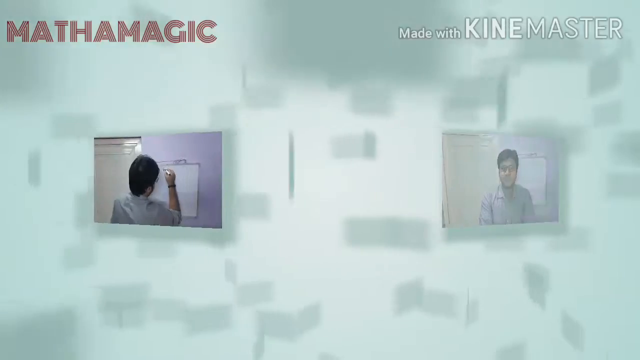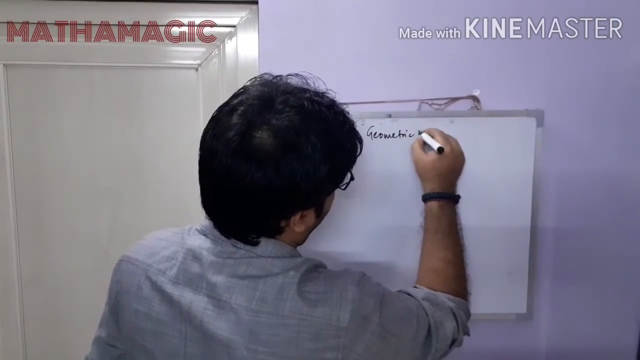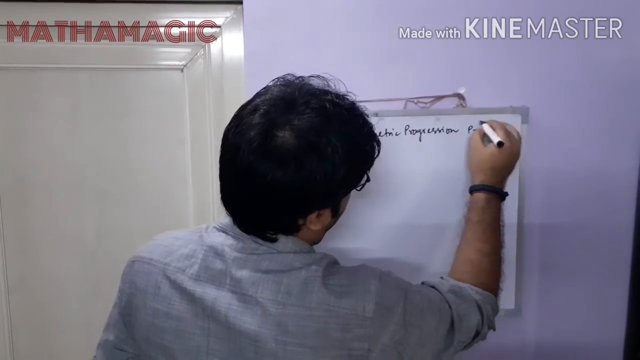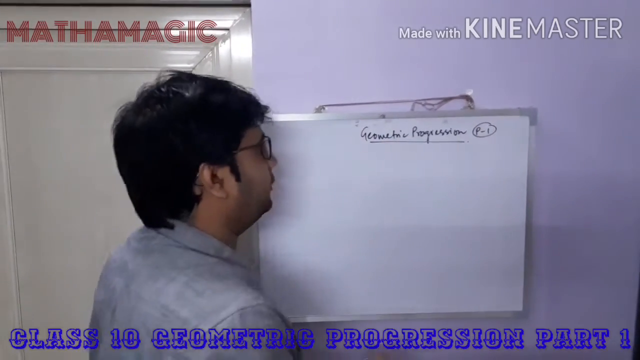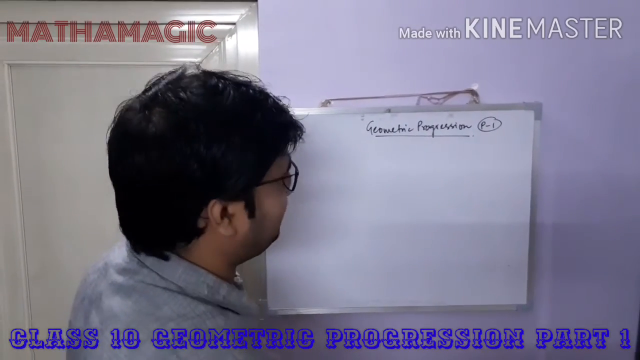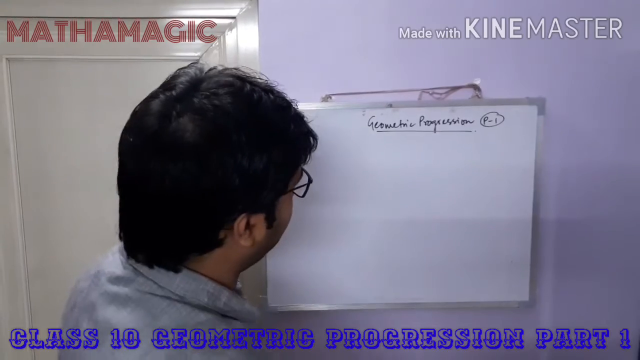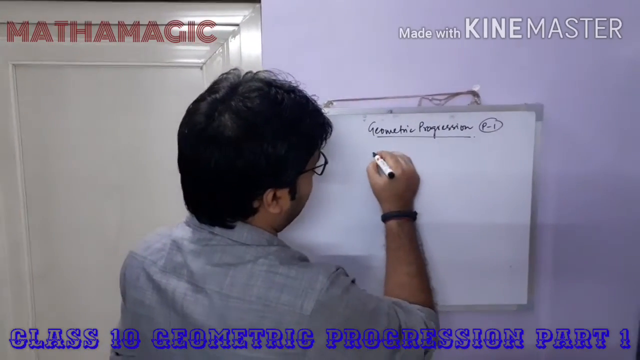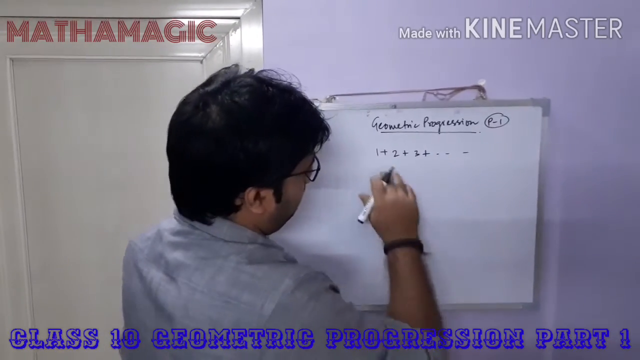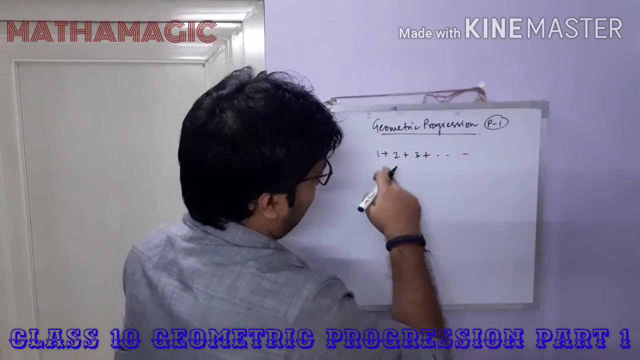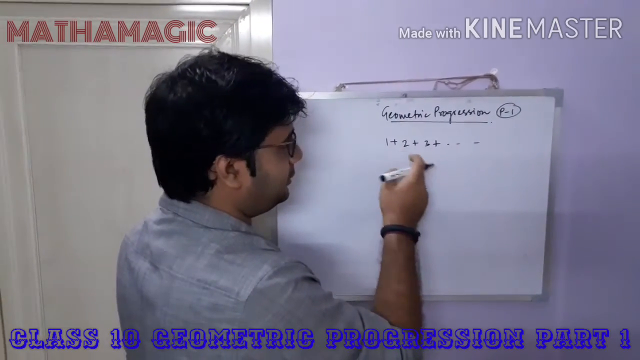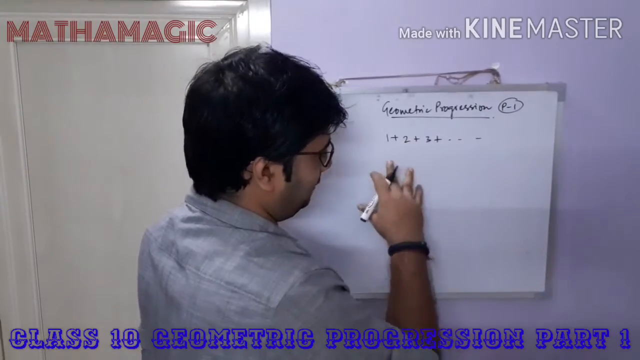So let's start with the first one, geometric progression part 1. In this geometric progression, first of all we need to know what a geometric progression is. Geometric progression is somehow similar to AP, but in AP we have seen that if a series was like this, 1 plus 2 plus 3, it is called an AP because the common difference, the difference between the second term and the first term, is equal to that between the third term and the second term. This is how it goes.